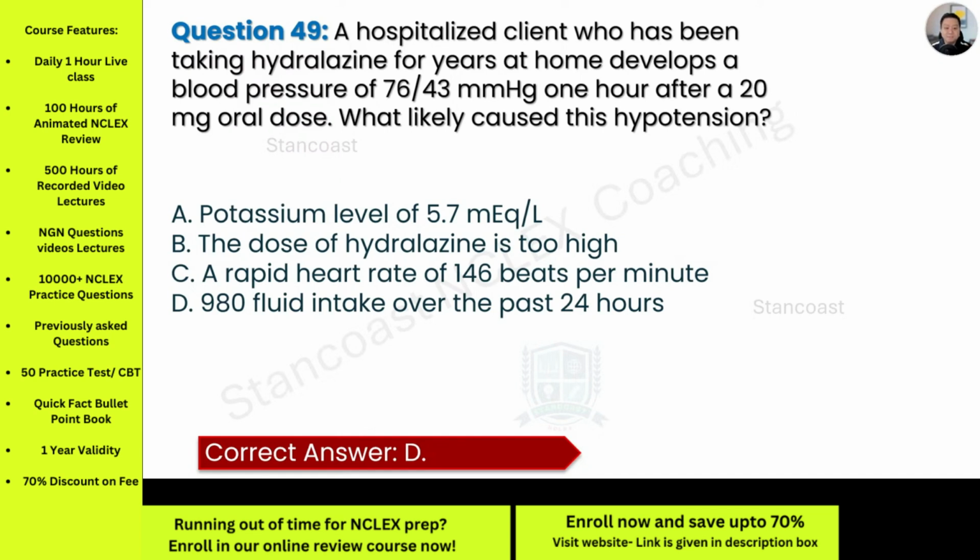So letter A, the elevated potassium does not affect the hydralazine's action. And you have letter C there, tachycardia, which is a compensatory response to the low blood pressure. So you have to recognize that hydration affects blood pressure, and you have to rule out unrelated factors like potassium and focus on the circulation dynamics.